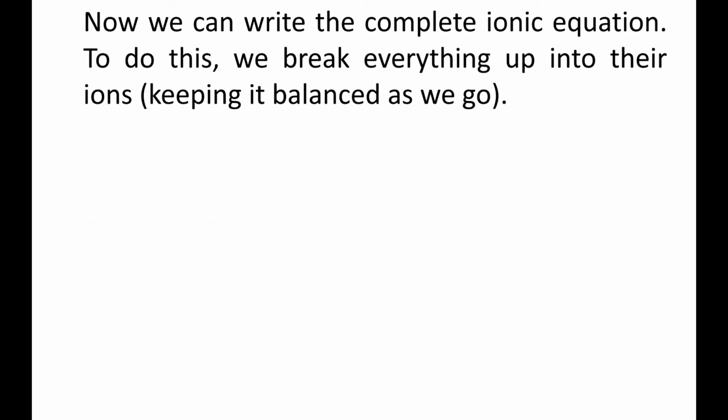Okay, now we can write the complete ionic equation. To do this, we break up everything into their ions, keeping it balanced as we go. So the first one we have is AlCl3. Let's break that up. So that is Al plus 3, and we have to write the states of each thing next to it. And then there were 3 chloride ions. Next we have 3 NH4F. Well, that 3 means there's 3 of those compounds, okay?